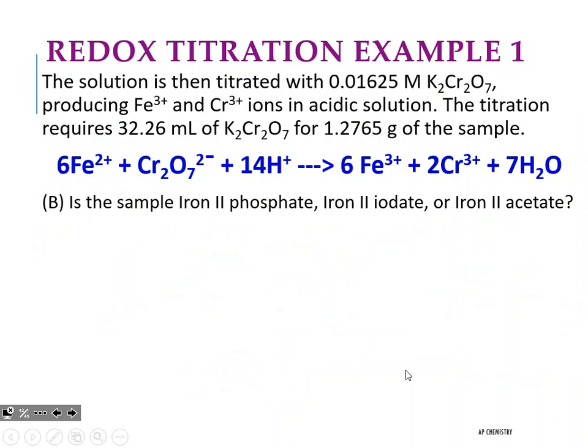Percent iron in each of those. Before I can find the percent iron in each of those, what do I need to know about each of those? Their molar masses, and in order to find their molar masses, I need to know their formulas. So what's iron 2 phosphate? How do you write that? Fe3(PO4)2. Okay. Iron 2 iodate. What's iodate?